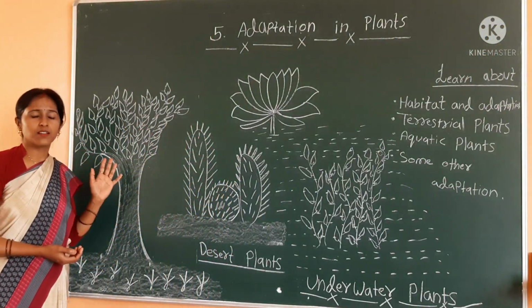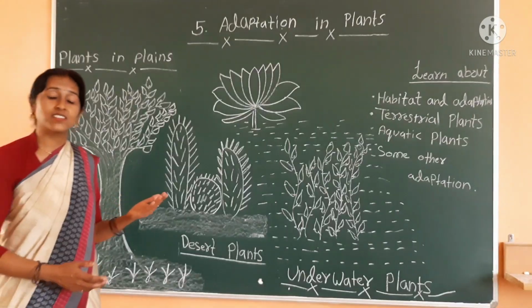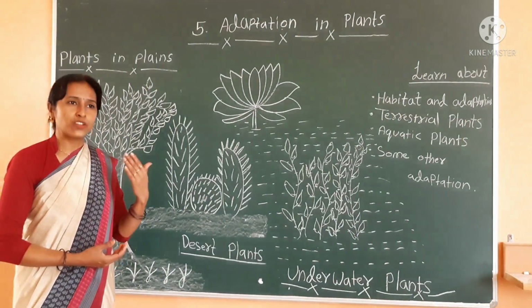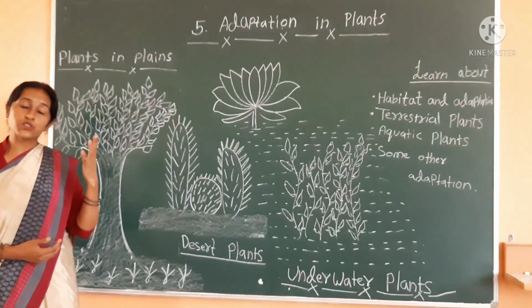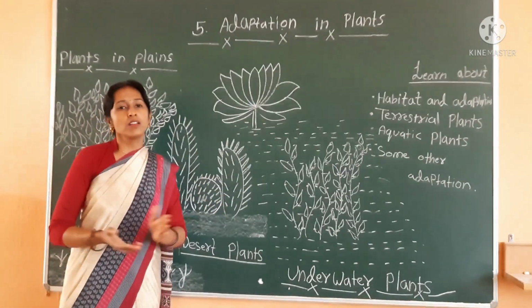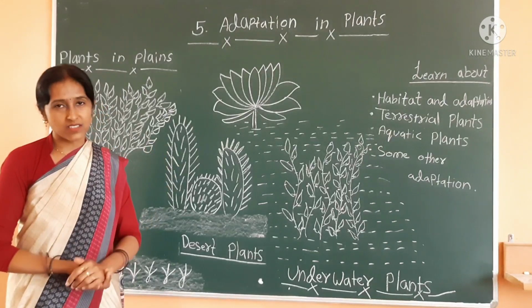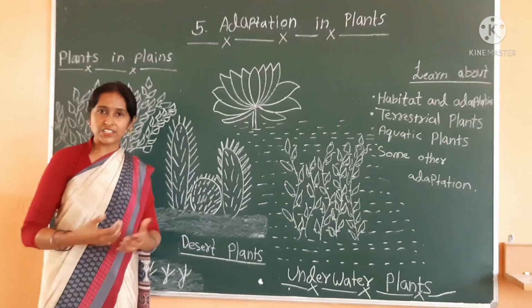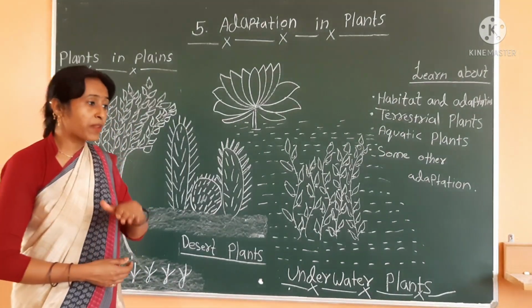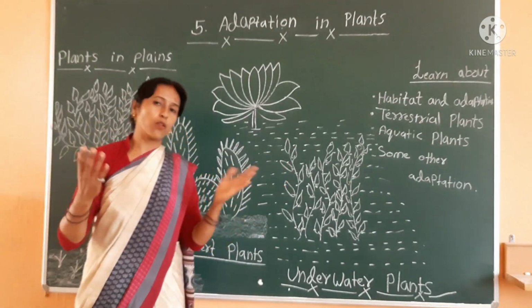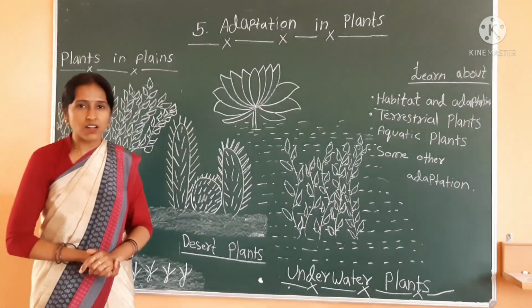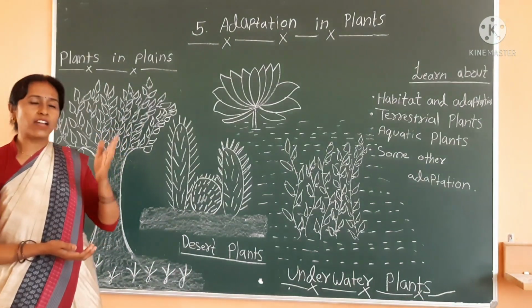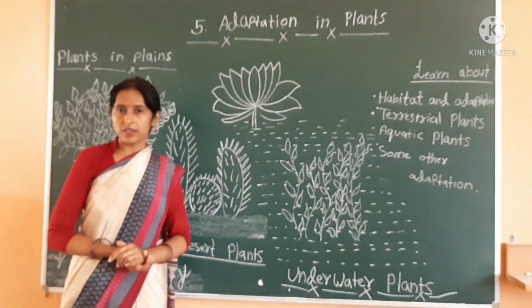Let's start our chapter with the first topic, which is terrestrial plants. What is the meaning of terrestrial? The landmark where we live is known as terrestrial, and all the plants which grow in that landmark are known as terrestrial plants. Because of this, on our landmark there are lots of variations, like somewhere plains, somewhere mountains, coastal areas, somewhere desert. So on the basis of all these categories, the plants are divided mainly into 5 categories.